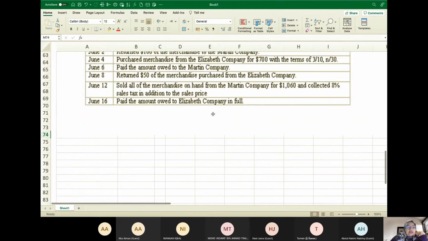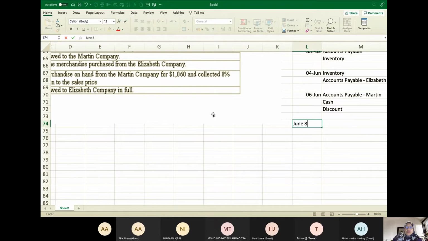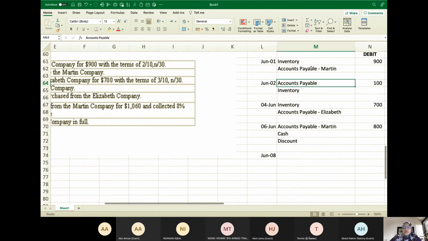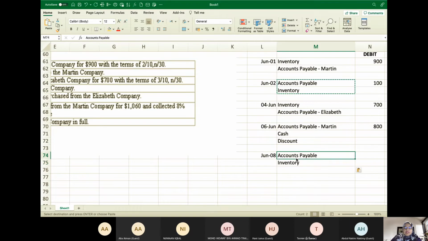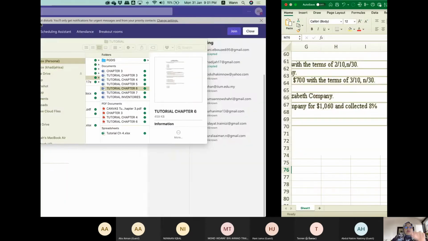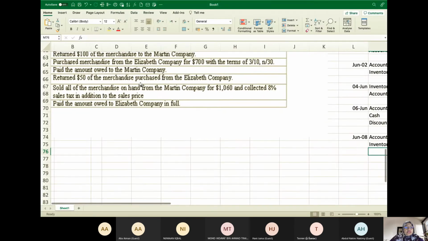So when is that? That is on June 8th, right? So June 8th, you will have debit accounts payable, and Command C, Command V, but accounts payable here is to Elizabeth. Right, how much? 50 and 50. So when there's a return, this is your entry. Right, so let's do this.